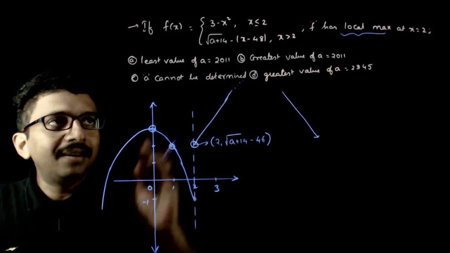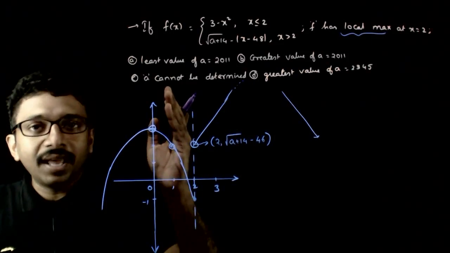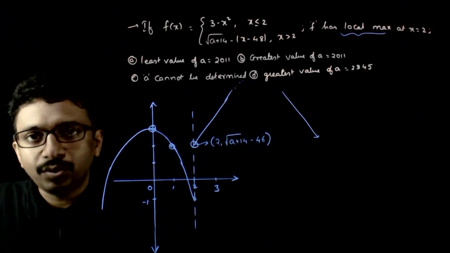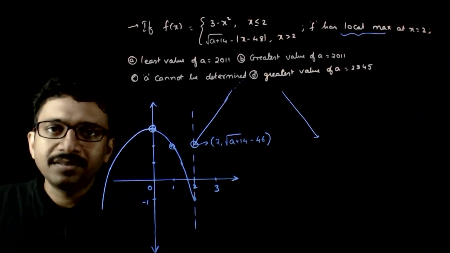That is the question. The options: least value of a is 2011, greatest value of a is 2011, a cannot be determined, greatest value of a is 2345. Okay. So now how do we analyze this question?